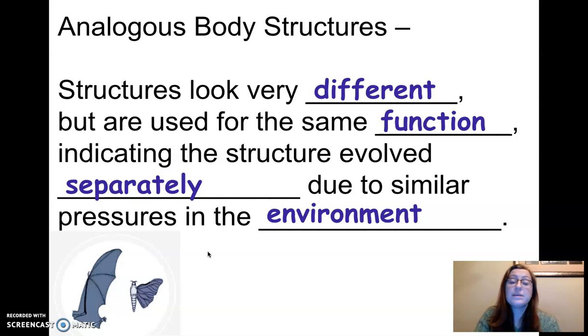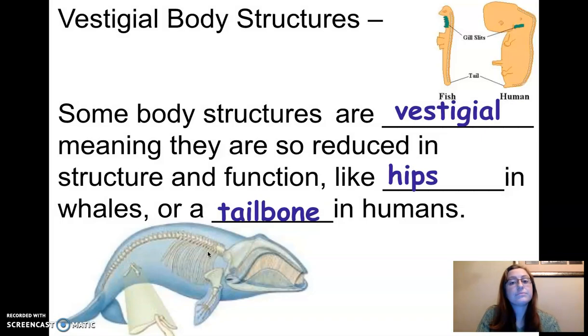They just developed the ability to fly separately from one another. So it's not the result of a common ancestor. And possibly some of the most interesting evidence of comparative anatomy are vestigial body structures.